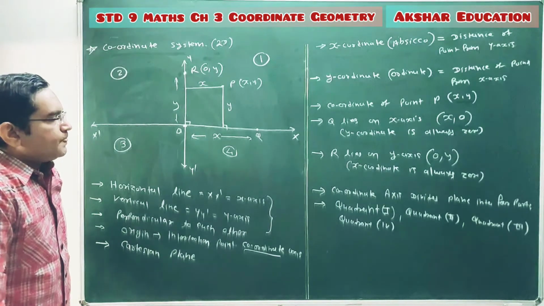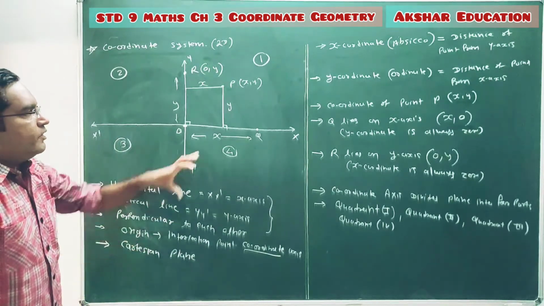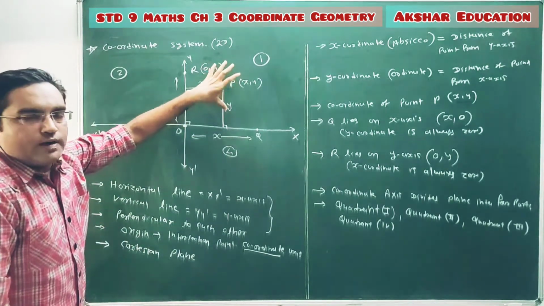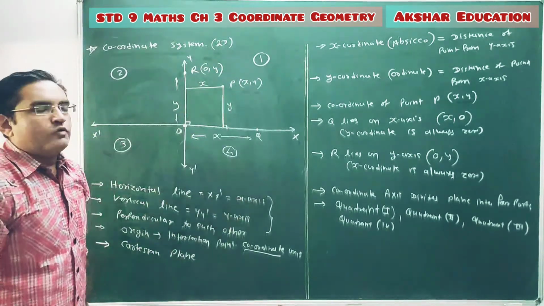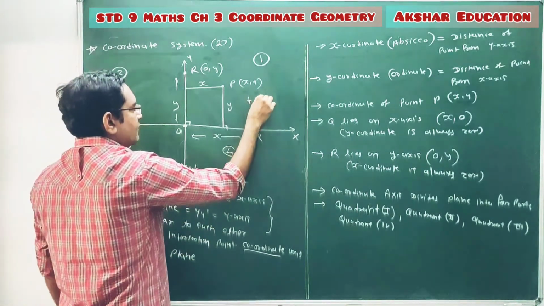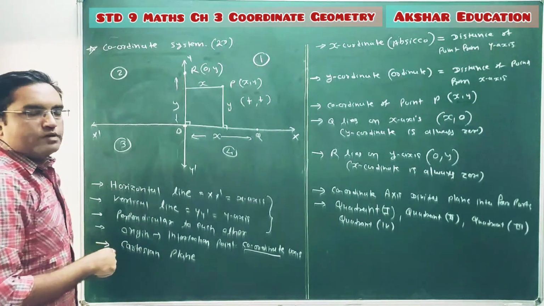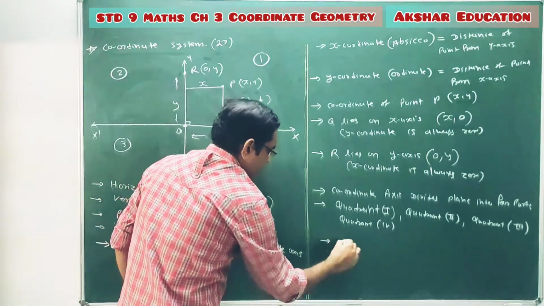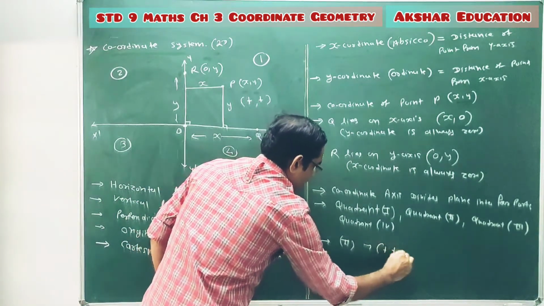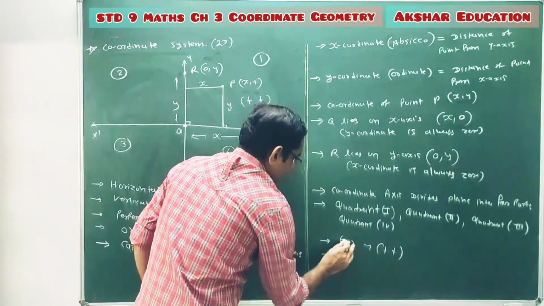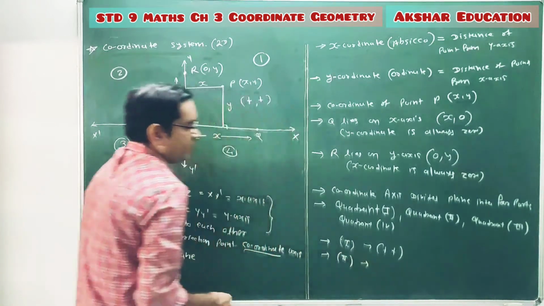So consider the signs of the points in the 4 quadrants. Suppose we have one point P in the first quadrant. Any point which lies in the first quadrant, its x coordinate and y coordinate are always positive. So for the first quadrant, the coordinates are always positive.